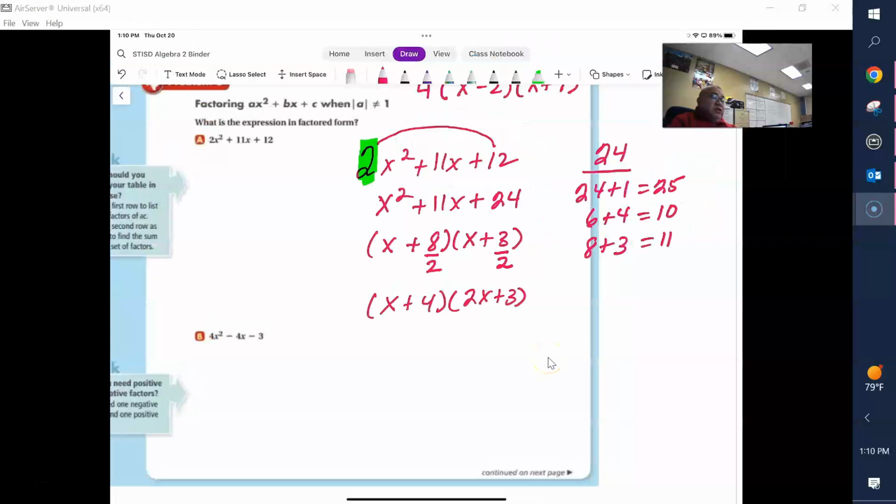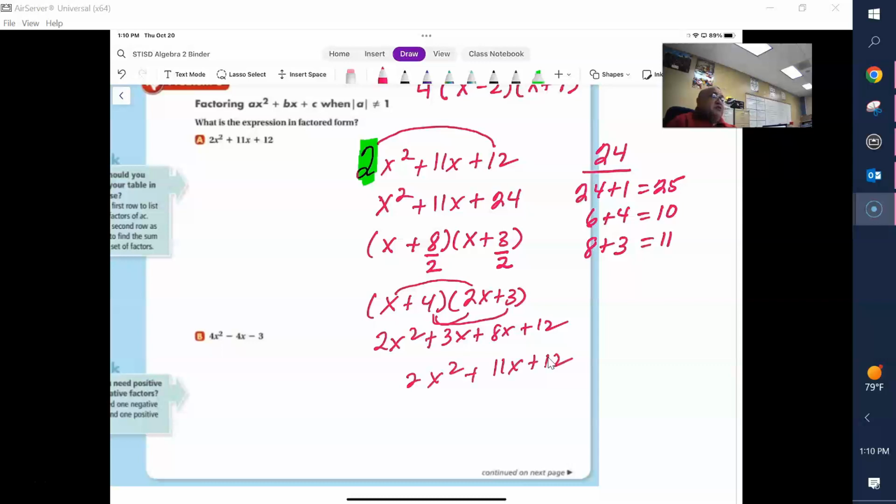So we're going to go ahead and check our process. So we have x times 2x, 2x squared, x times 3 is 3x, 4 times 2x is 8x, and 4 times 3 is plus 12. So you have 2x squared plus 11x plus 12, and it does match what we started with.